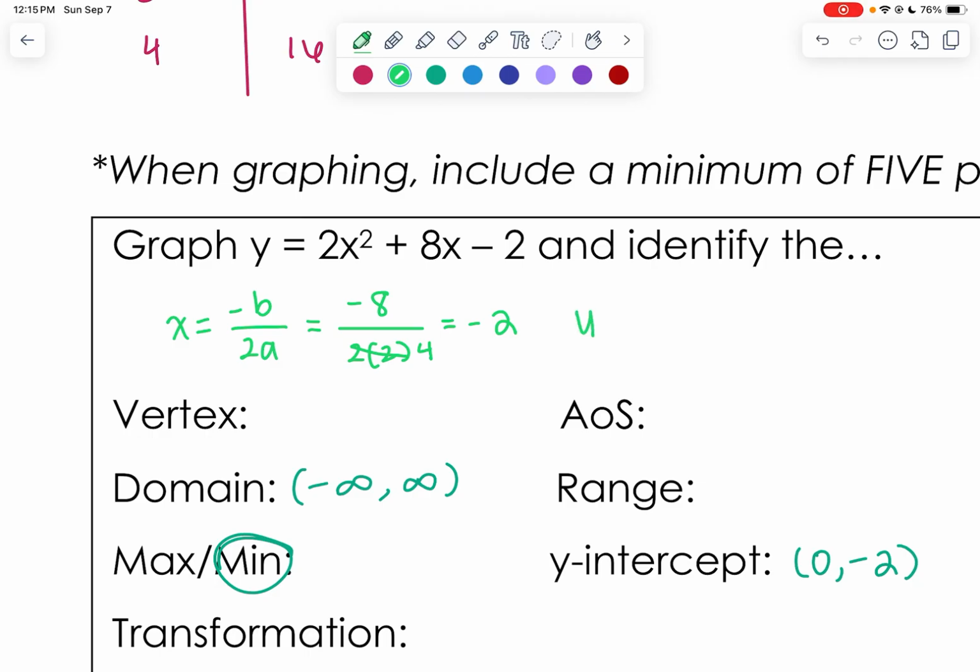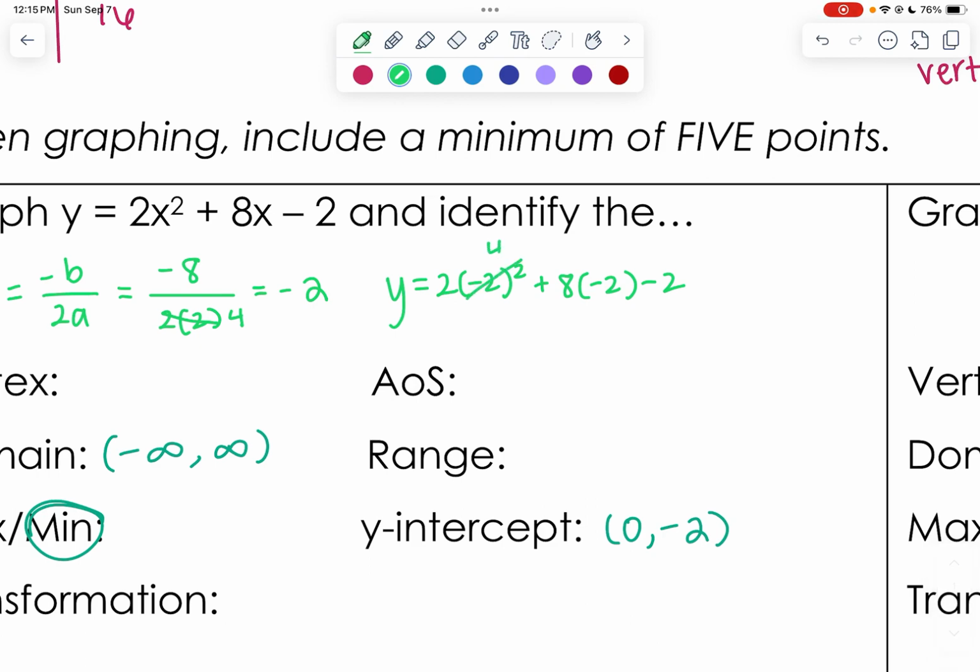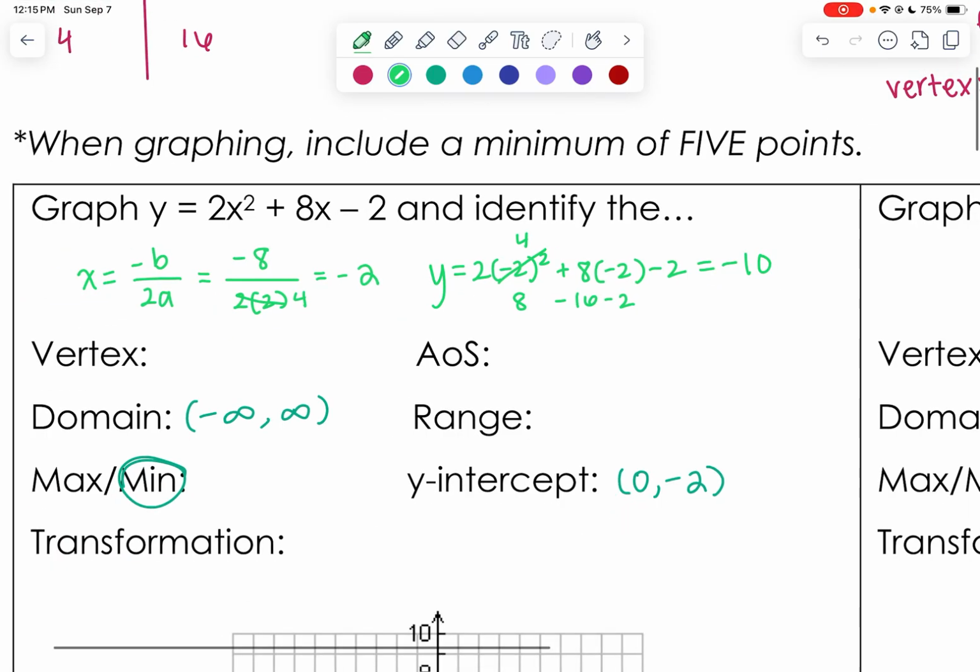So now I'm going to find y, so y equals 2 times negative 2 squared plus 8 times negative 2 minus 2. Well, negative 2 squared is 4, so 2 times 4 would be 8. And then 8 times negative 2 would be minus 16 minus 2. So you have 8 minus 18, which is going to be negative 10. So there's your minimum, negative 10. And we know that our vertex is at negative 2, negative 10. And our axis of symmetry would be x equals that x coordinate, so x equals negative 2.